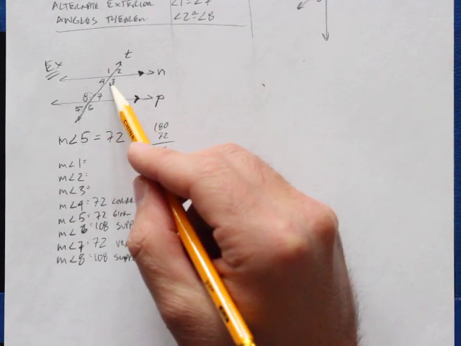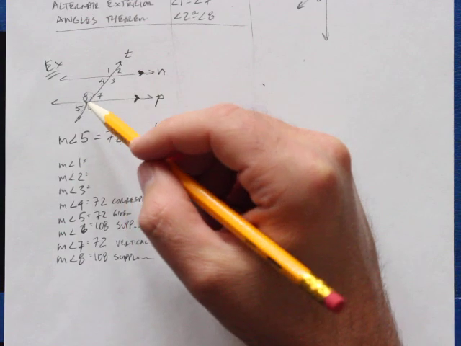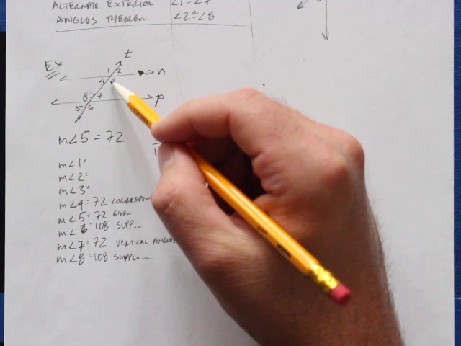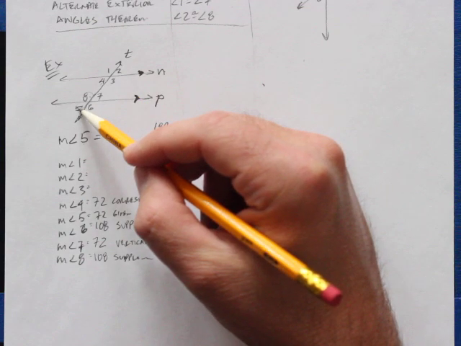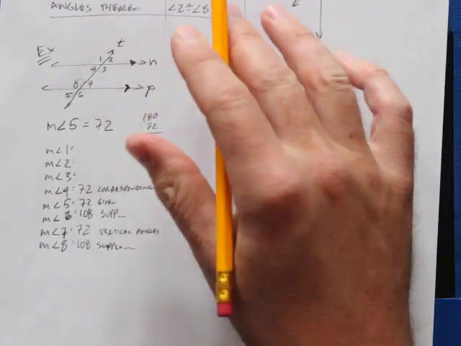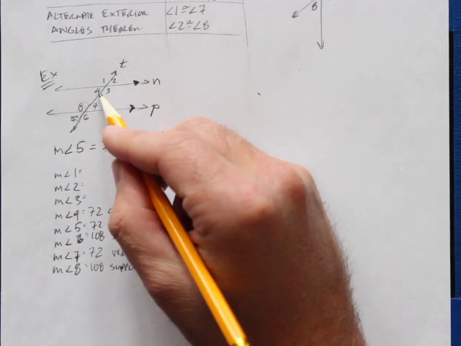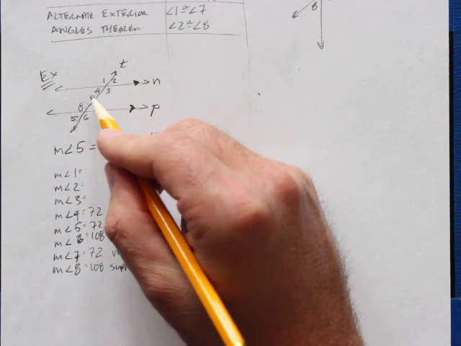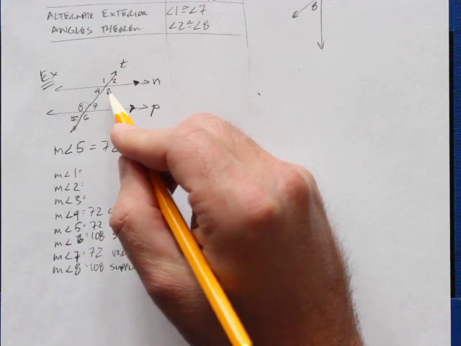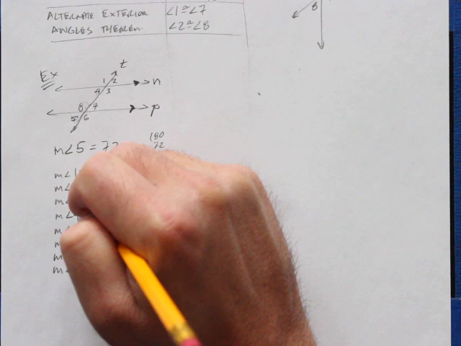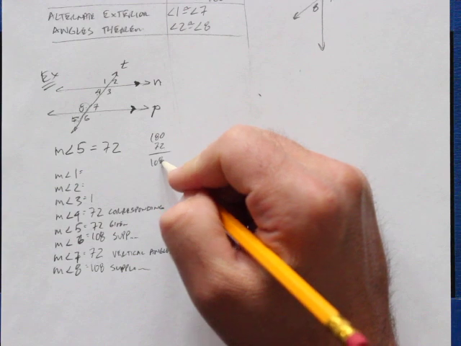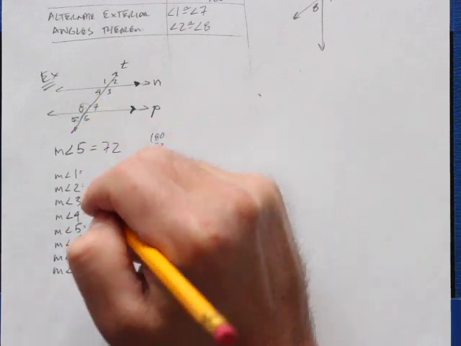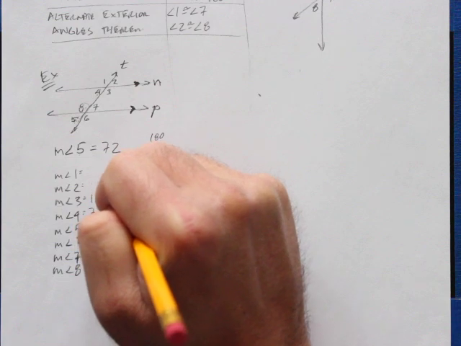Now 5 and 3, now this one is a little bit tricky. We don't have a theorem that goes along with this. These are not alternate interior or exterior. 3 is interior and 5 is exterior. So we don't have a theorem to go along with that, but we know that 4 and 3 are supplementary, and we know that 5 and 4 are the same. So that means 5 and 3 are also supplementary, meaning that since 4 is 72 degrees, then 3 has to be the rest of the degrees to get to 180. So we've got 108, and I would say supplementary.